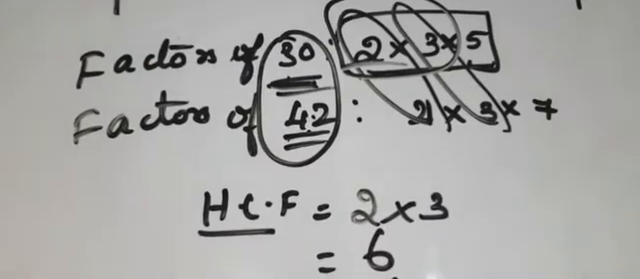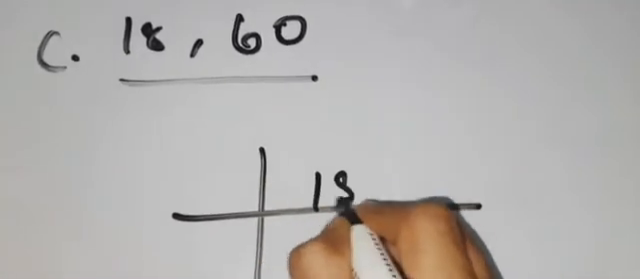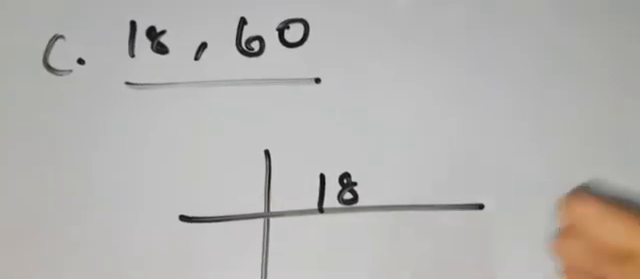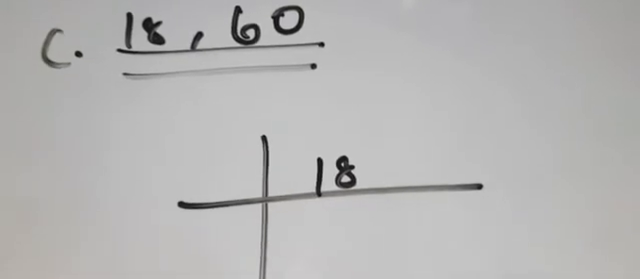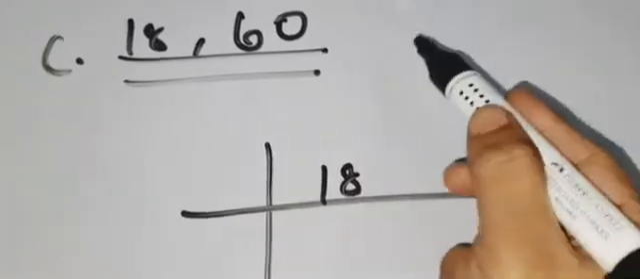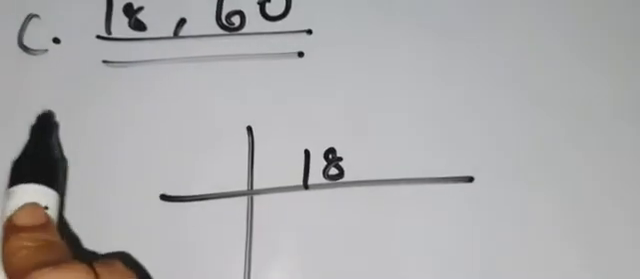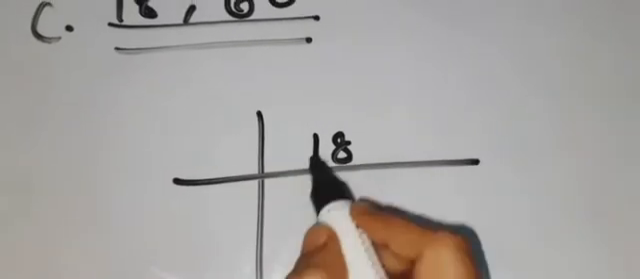Now let's solve the next problem. Third problem, 18 and 60. They have given the numbers 18 and 60. Now what we are going to do? We are going to find the prime factors of the given numbers 18 and 60. After that, we are going to circle the common factors of 18 and 60. After that, we are going to multiply the common factors to find the HCF of the numbers.